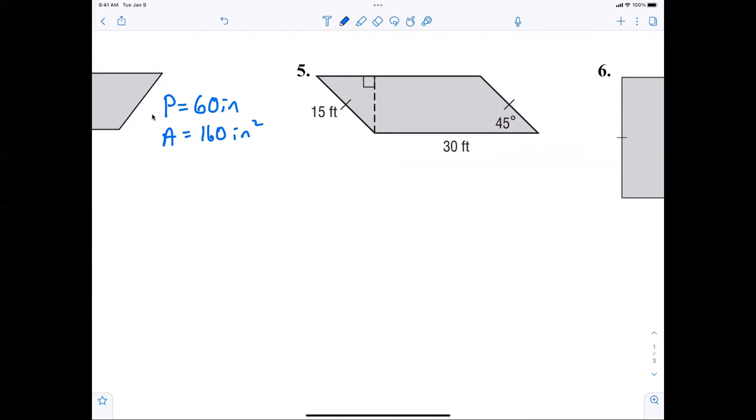Okay, so perimeter of number 5. Everybody happy with 90 feet? And now I need the height, obviously. 15. We are amazing. 15 radical 2 over 2. Very good. Very good.